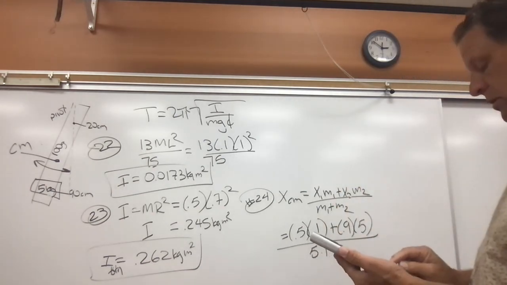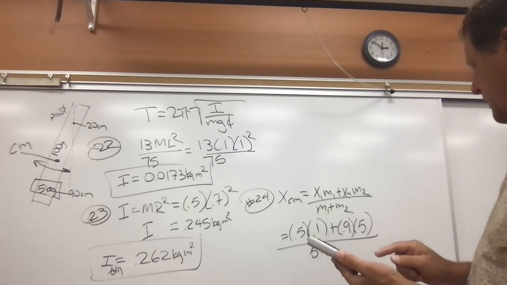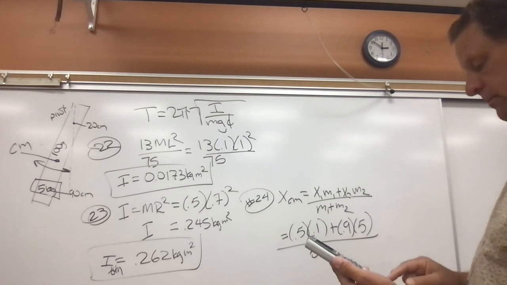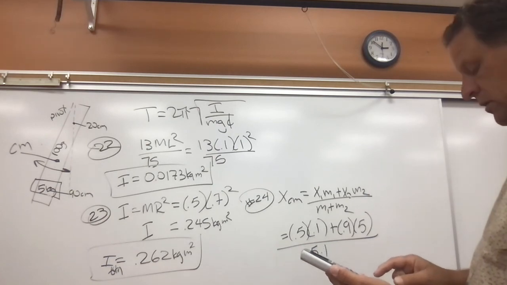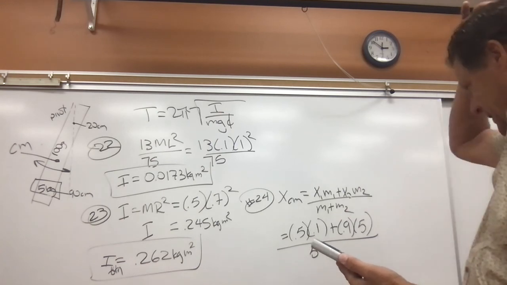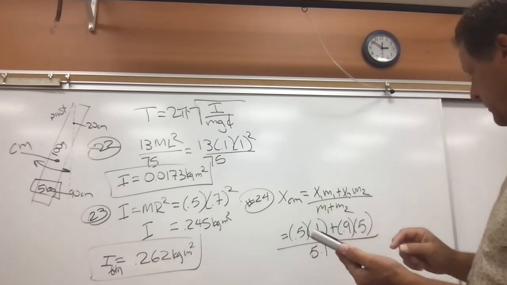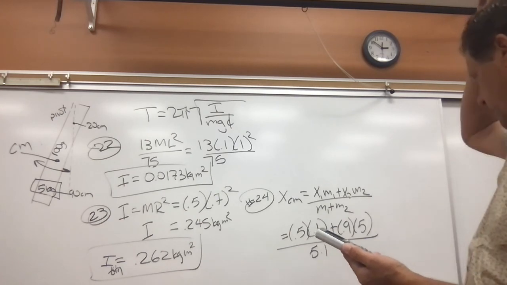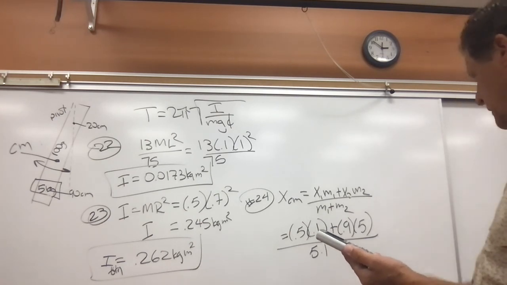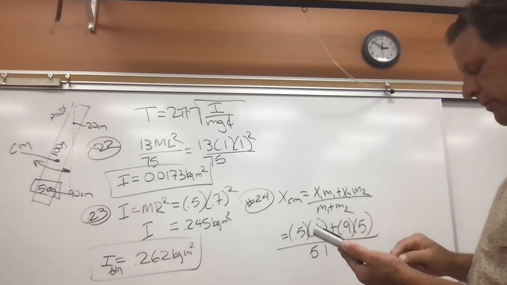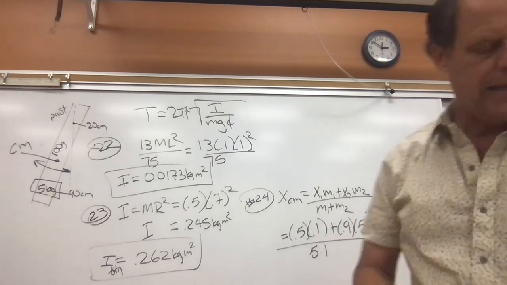So 0.5 times 0.1 plus 0.9 times 5 is 0.45. And divide that by 5.1, and we're at 0.89.